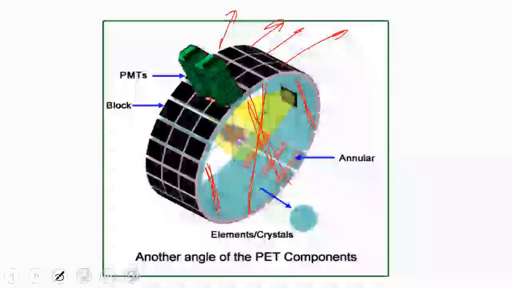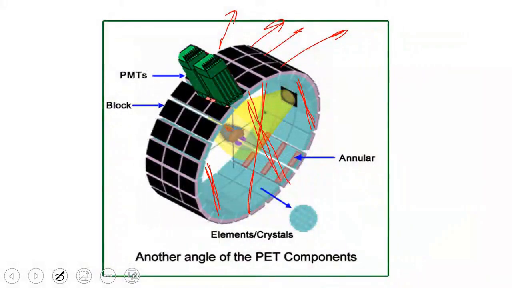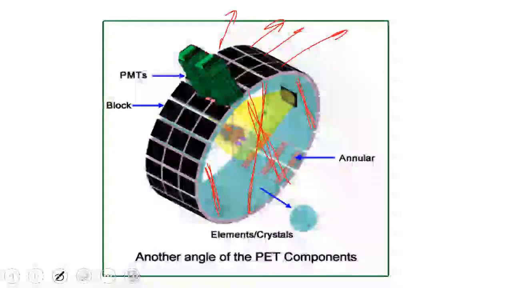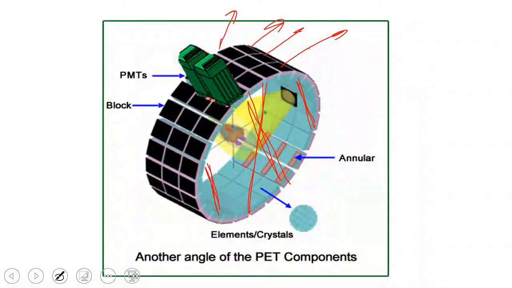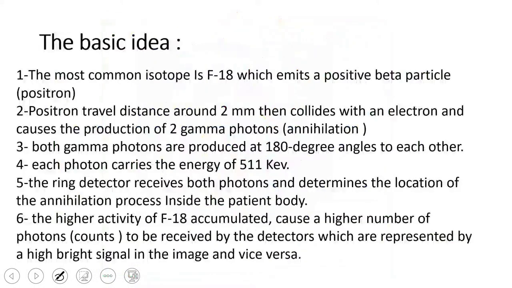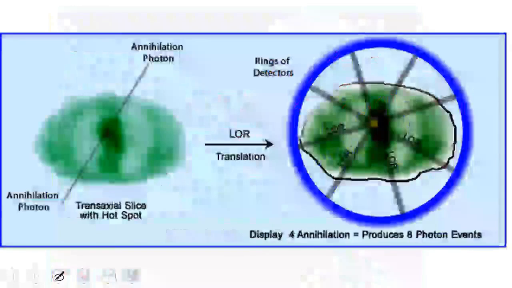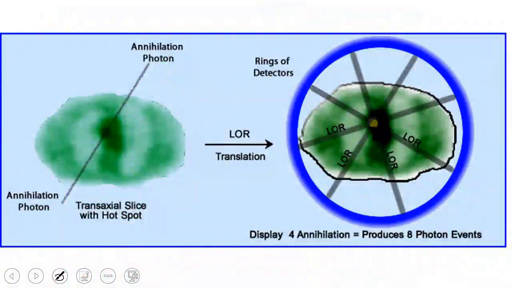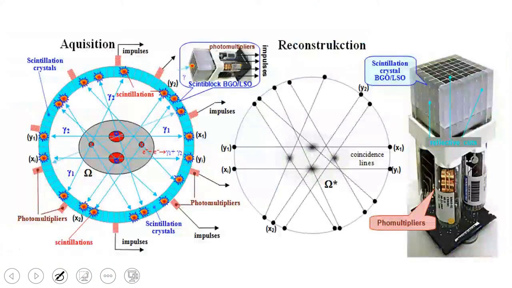All right. These are the rings that are present, and this is their shape. As we mentioned, it consists of small elements of crystal, whether LYSO or otherwise, and each block contains a group of elements connected to their photomultiplier tubes. So the line of response is formed on the ring of the detectors.